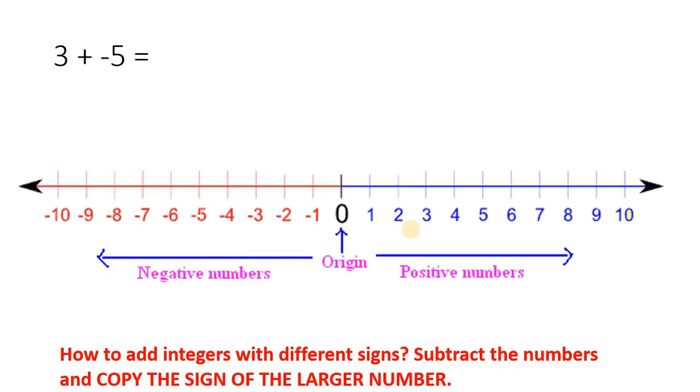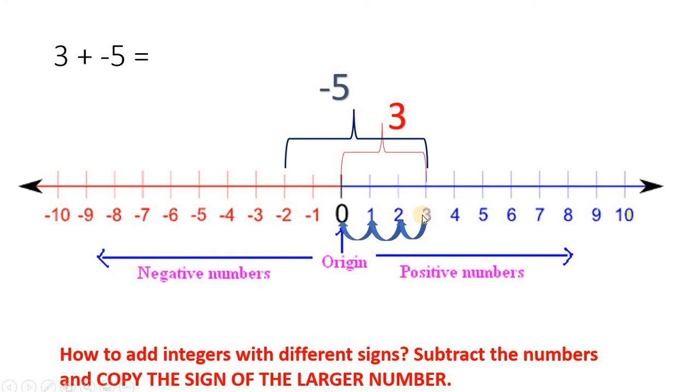Next, 3 plus negative 5. Ayan. So, 0 to positive 3. Since negative 5, to the left ulit tayo. Okay, magbibilang tayo ng 5 to the left from 3, positive 3. So, 1, 2, 3, 4, 5. Kung saan nag-end, yun yung ating final answer. And that is negative 2.